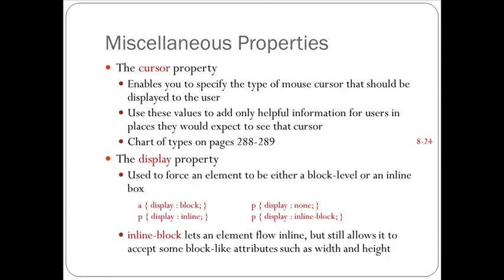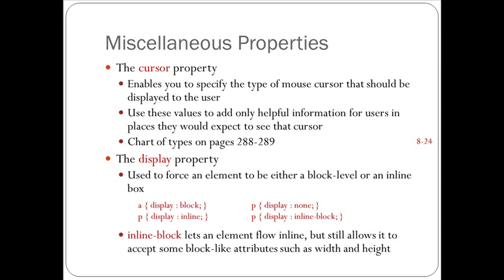Some miscellaneous properties that we can use. One would be the cursor. You can actually change the type of mouse cursor that's being displayed to the user. Be sure that you only use these values to add helpful information for users in places they would expect to see a particular cursor. So you wouldn't use, for example, a crosshair if what they're doing is hovering over a link that they want to click on. That's not going to make any sense to them.